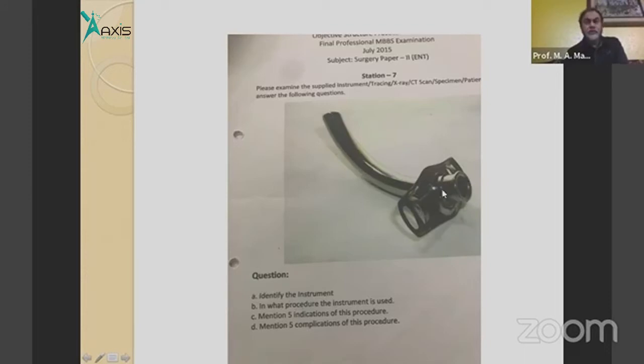Usually a metallic tube has 2 parts, outer and inner tube, but here I think the inner tube is not seen. But anyway, this is a metallic tracheostomy tube. In what procedure is it used? In tracheostomy operation. Indications and complications, same. So we have seen different types of tracheostomy tubes that can be given in the exam. One is a cuffed plastic tracheostomy tube, a non-cuffed plastic tracheostomy tube, and we can give a metallic tracheostomy tube.